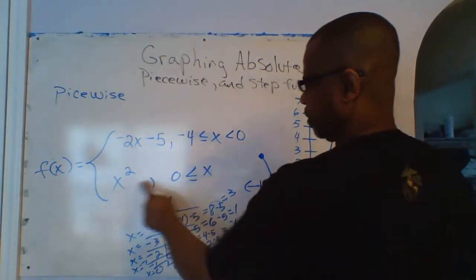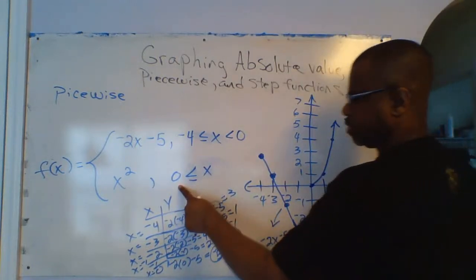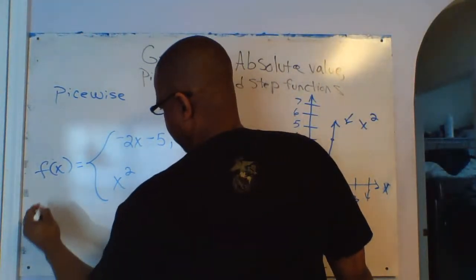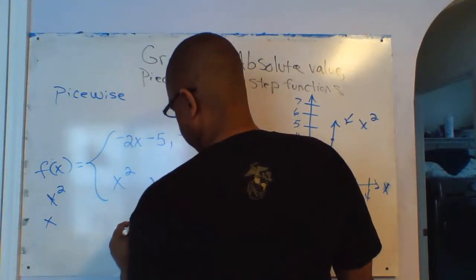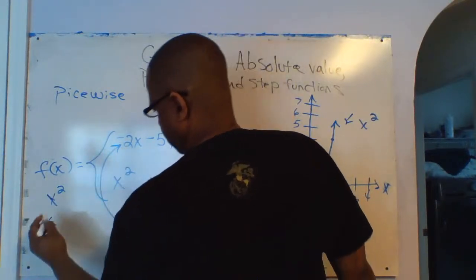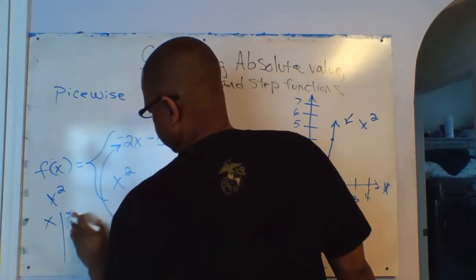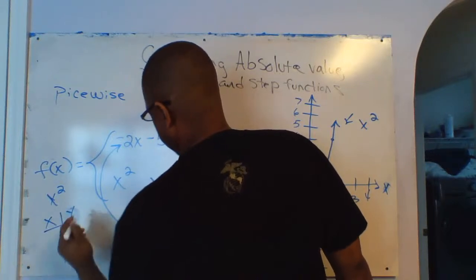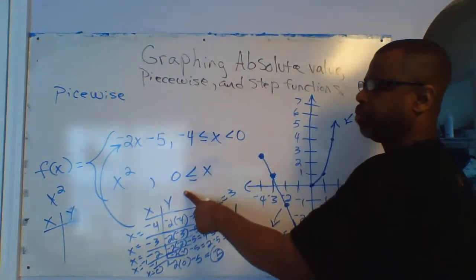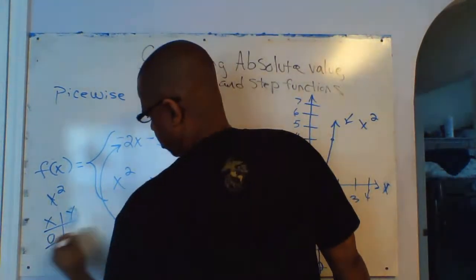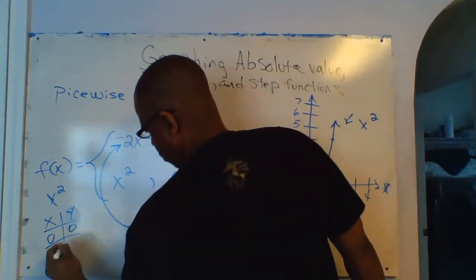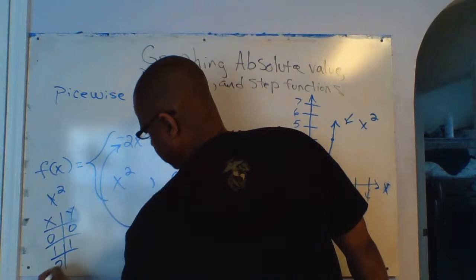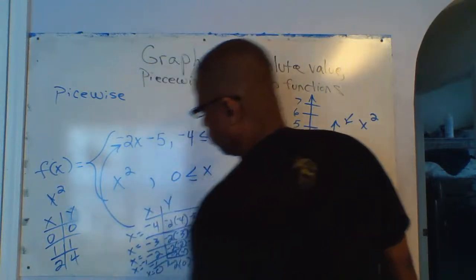Now for this one, if I'm doing x squared, they simply want, the lowest point is 0. So I'm gonna put 0. We know that 0 squared is 0. Plug in 1. We know 1 squared is 1. We know 2 squared is 4.